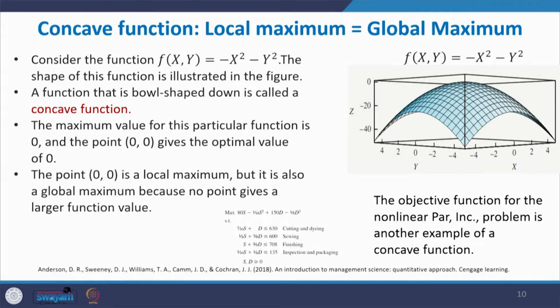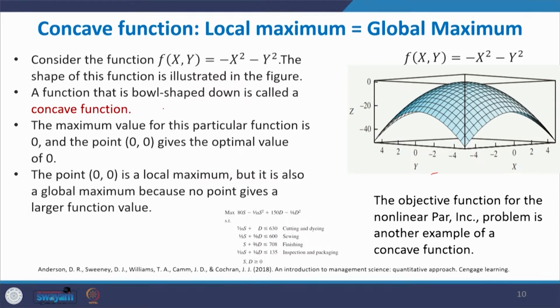Now, we are going to discuss some important concepts in nonlinear programming. We are going to classify functions into two categories: concave and convex. Consider the function f of x comma y equals minus x square minus y square. The shape of this function is illustrated in this figure. Look at the right hand side; this example is taken from Anderson et al.